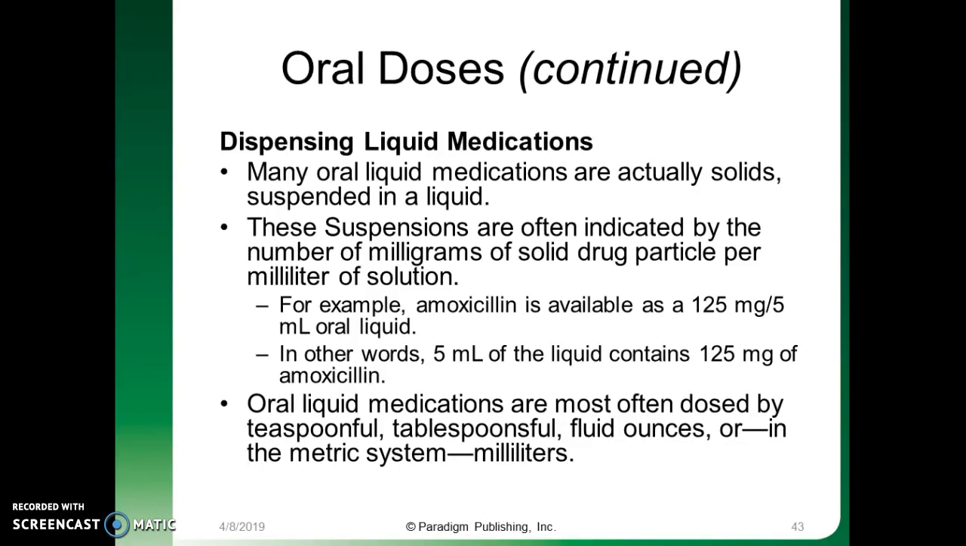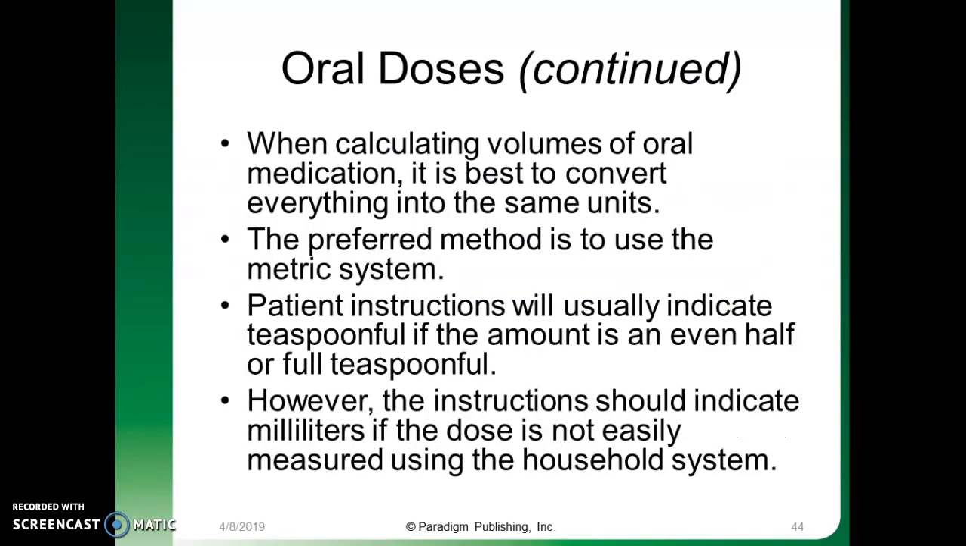In other words, for every 5 milliliters of liquid, it contains 125 milligrams of amoxicillin. Oral liquid medications are most often dosed by teaspoons, tablespoons, fluid ounces, or in the metric system by milliliters. When calculating volumes of oral medication, it is best to convert everything into the same units. The preferred method is the metric system.